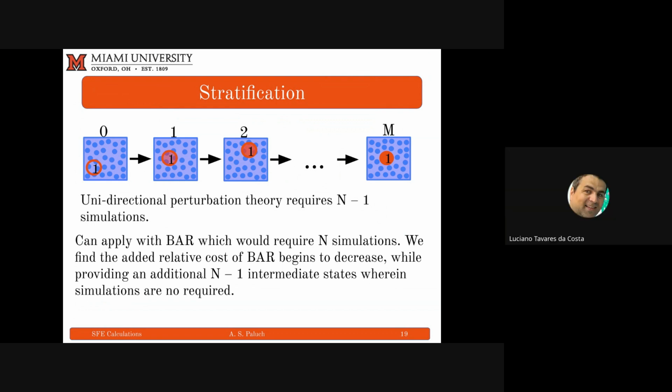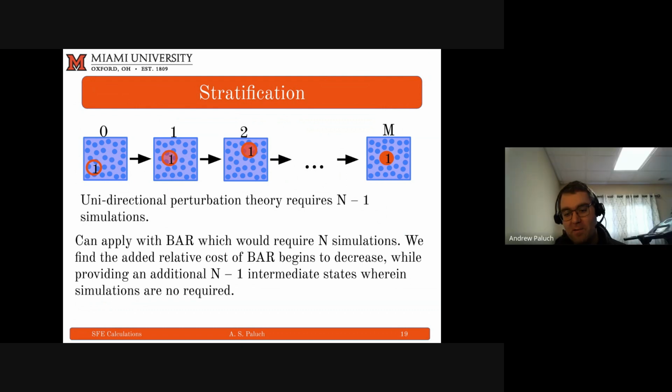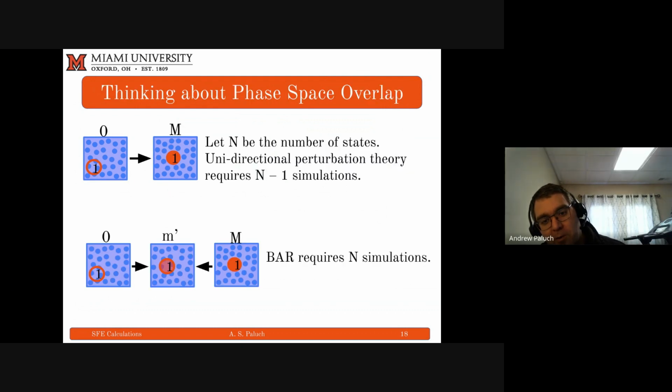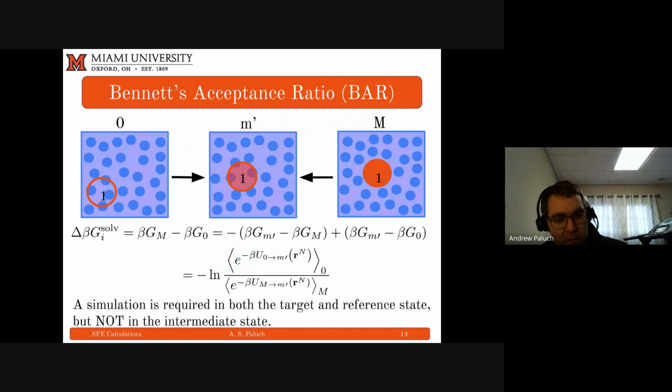So it wouldn't be like this process that is occurring in BAR, for example, because we are dividing the stages in different lambdas, different perturbations that we can do on the system. So the difference is just fundamentally how you use the information, right?